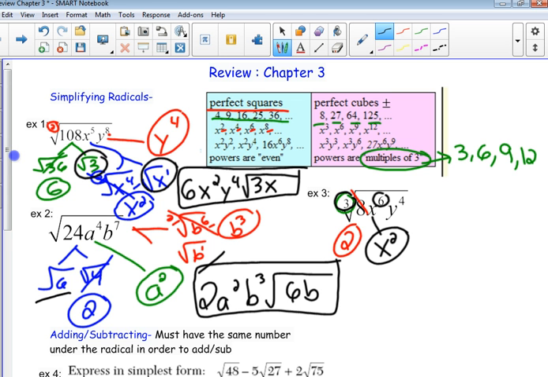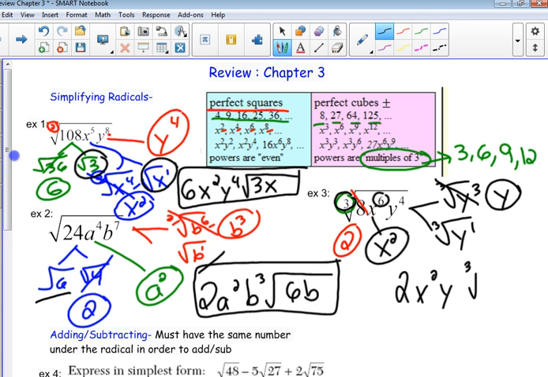Is 4 a multiple of 3 though? No. So at least this one we've got to break up. What's the biggest one that's going to go in? Cubes, good job. And then we'd have a y to the first. I can't forget my little cubic roots out here. So the only one we could break down is this y cubed. If you divide those, it's just y. So 2x squared y, cube root of y. Don't forget your little cubic root out here.